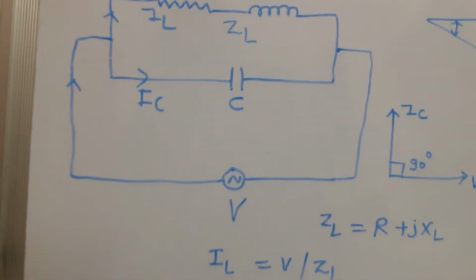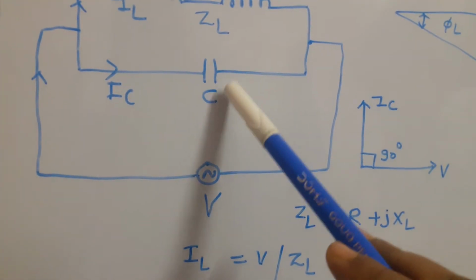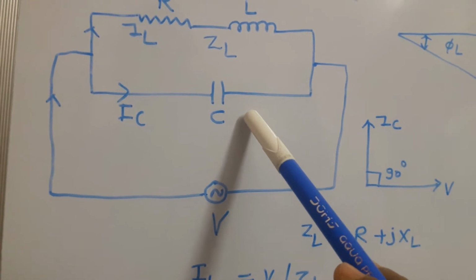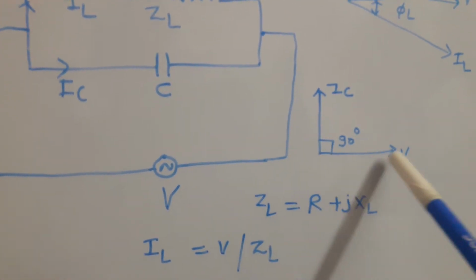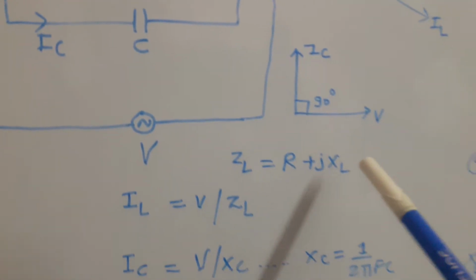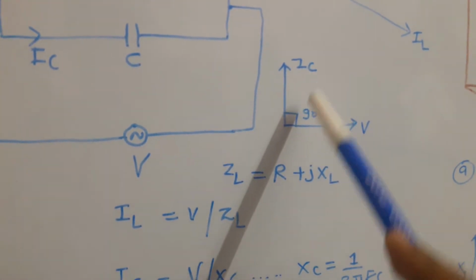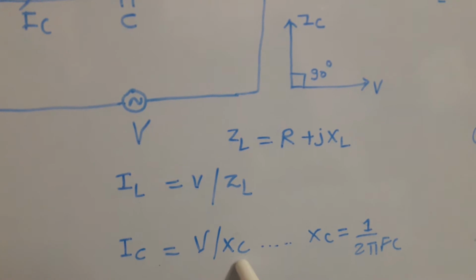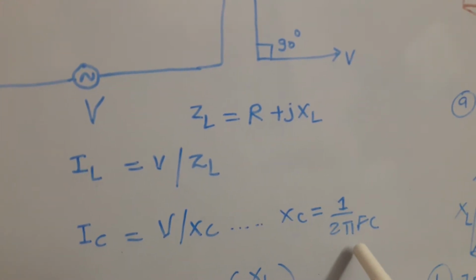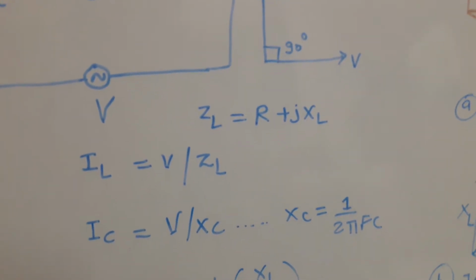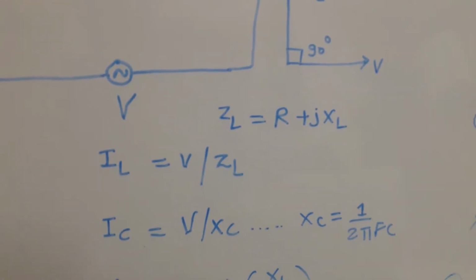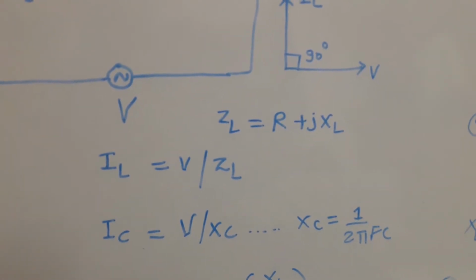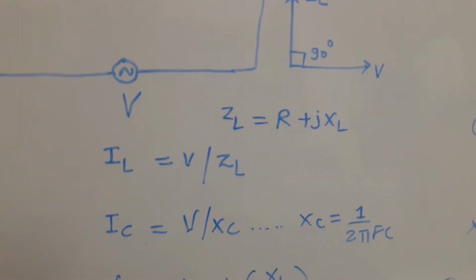Now for the capacitor branch, the capacitor is only connected here, there is no resistance. So IC will be leading the applied voltage by 90 degrees. The current in the capacitor IC will be given by V divided by capacitive reactance. The capacitive reactance formula is known to us, that is 1 upon 2 pi fC. Therefore IC will be V divided by capacitive reactance XC.